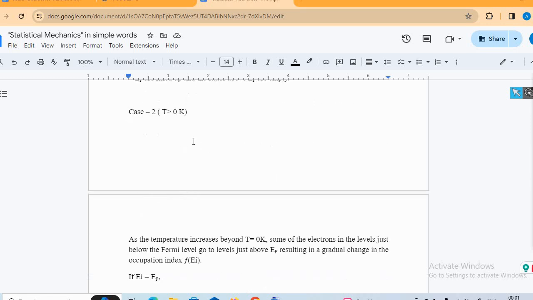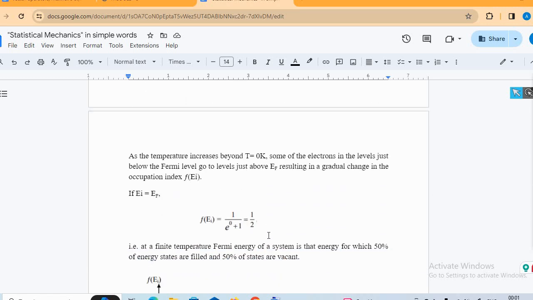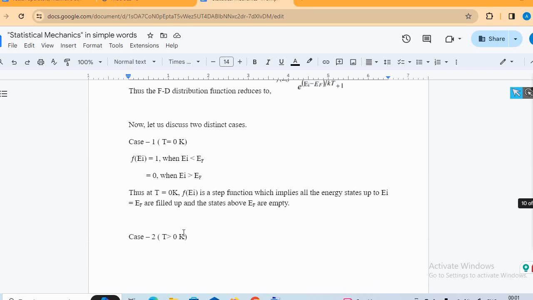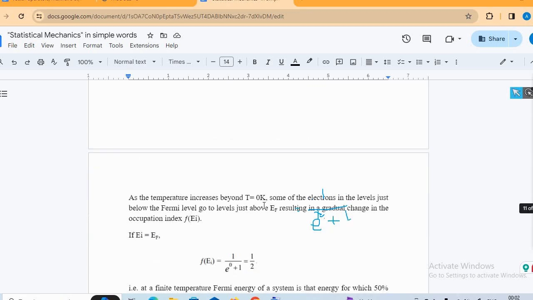And in the second case, if you are talking about T greater than 0, the calculation simply becomes, and we are just considering E equal to EF, greater than 0 or less than 0. So obviously, for T greater than 0, one can rewrite that particular relation as 1 divided by, you have the positive value, and T is also positive, it's not 0, so plus 1. Okay, so you have a factor like this.